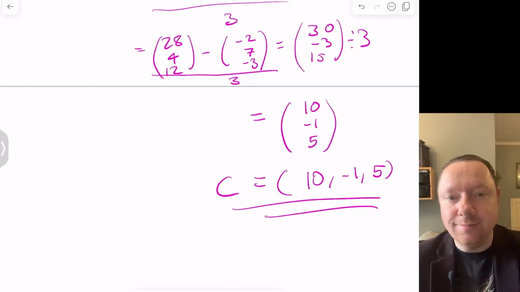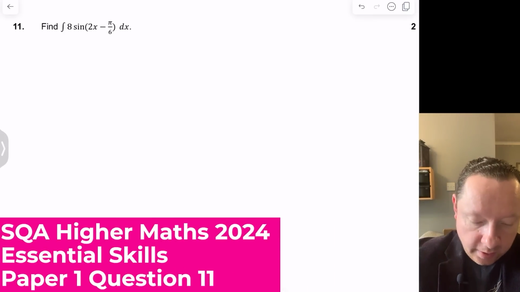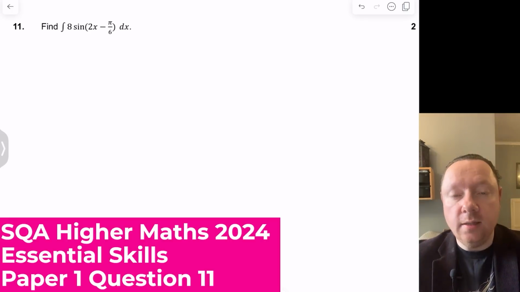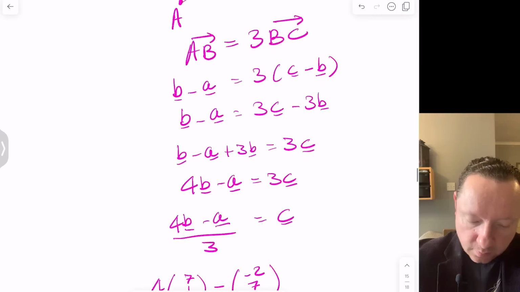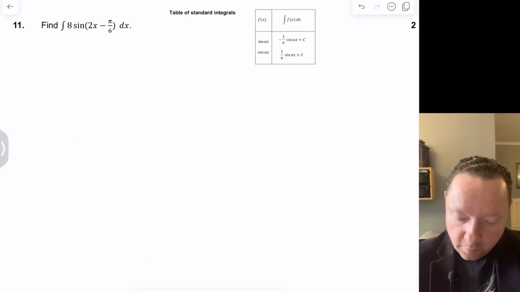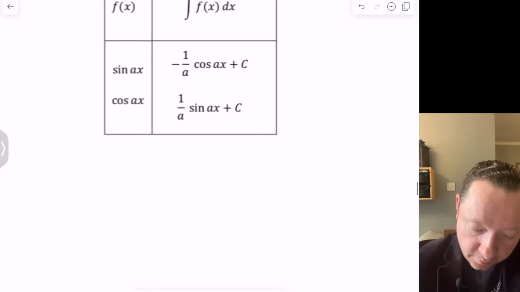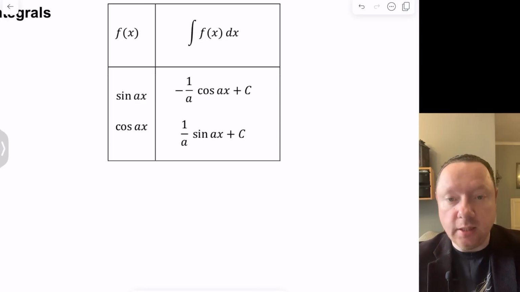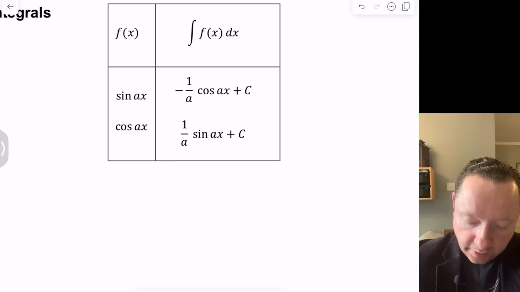And we're done there. Question 11, integrate 8 sine (2x minus pi over 6) dx. Okay, so integrating sine or cos, go to the start of the exam paper. So copying over that standard table of integrals, you'll see that if you integrate sine ax, you get minus 1 over a cos ax plus c, and for cos it goes 1 over a sine ax plus c.